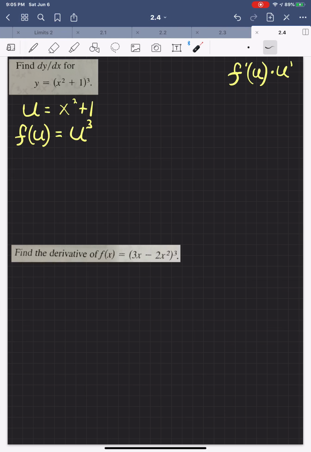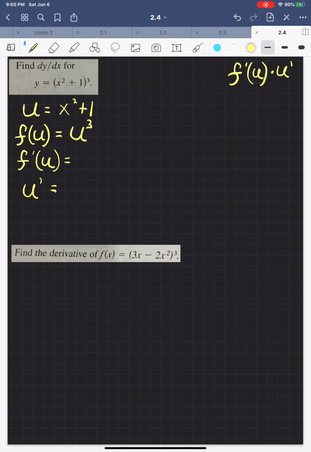Does that make sense? Here's an x squared plus 1. Let's just rewrite that as u. So now that's u to the power of 3. The other two pieces that I'm going to need are f prime of u, and then I'm going to need u prime. So let's start.